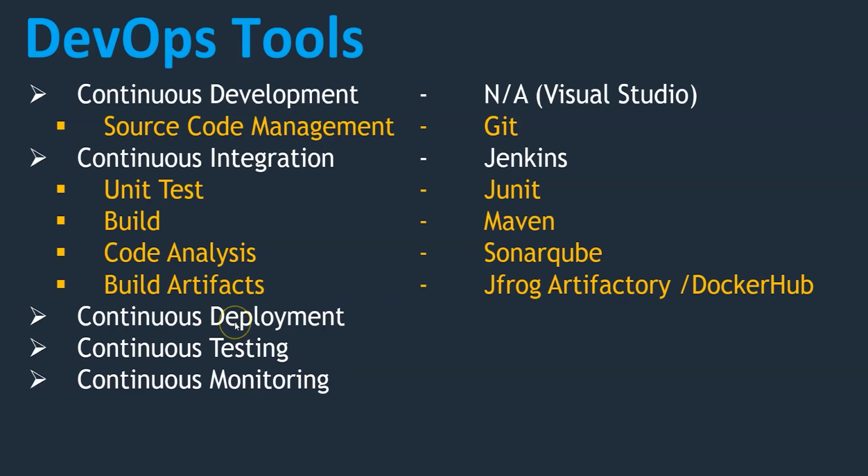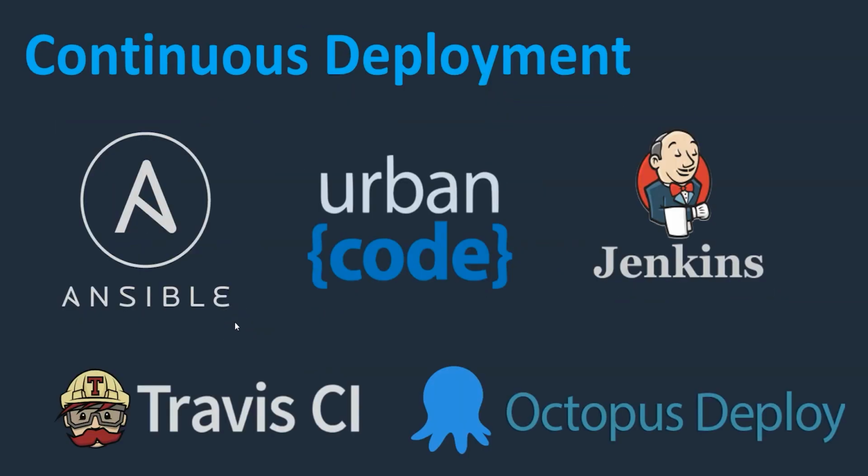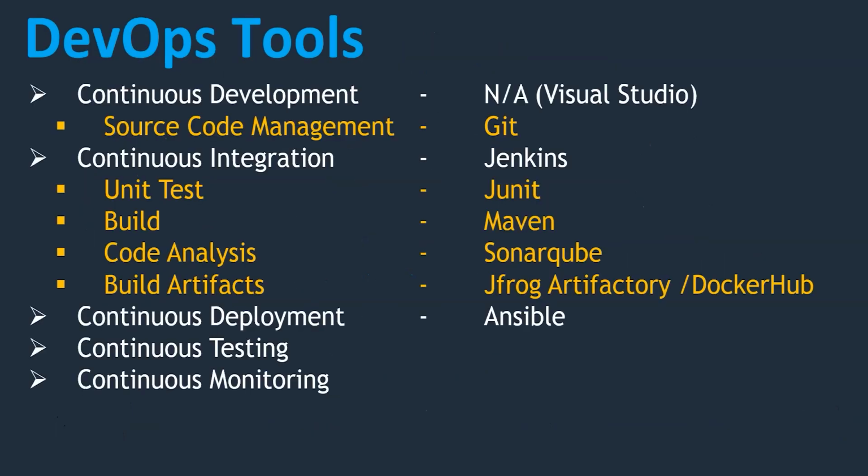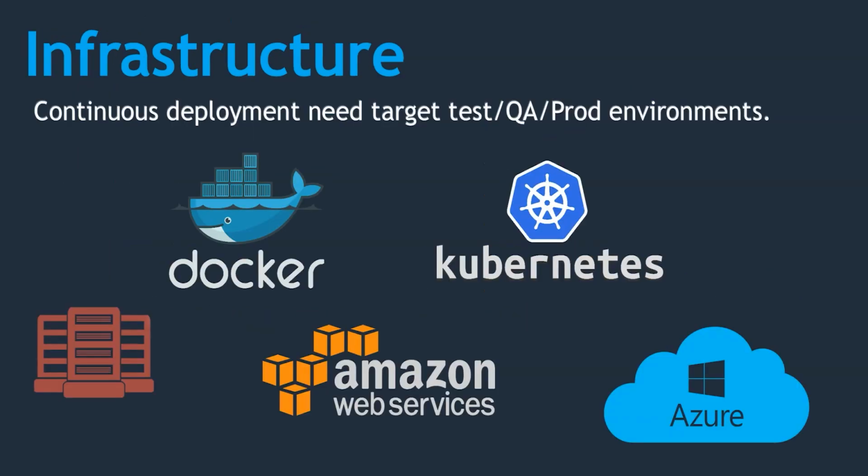Then continuous deployment. Under continuous deployment, we have various tools. We can use Ansible, Urban Code Deploy, Jenkins, Travis CI, Octopus Deploy. These are some of the tools. Among these, we are going to use Ansible. So, continuous deployment, we are going to use Ansible. Under continuous deployment, infrastructure also comes. Why? Because we need infrastructure to deploy our applications.